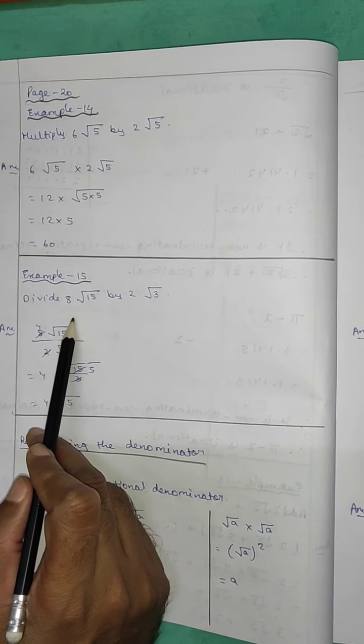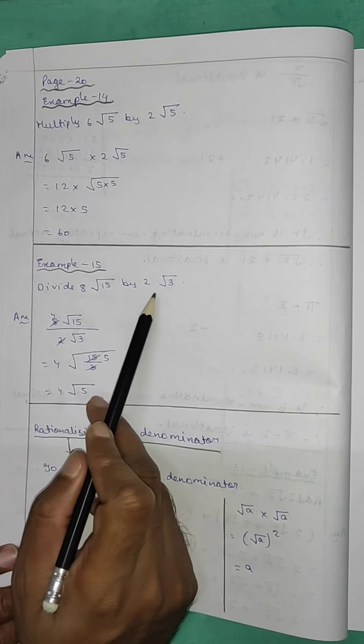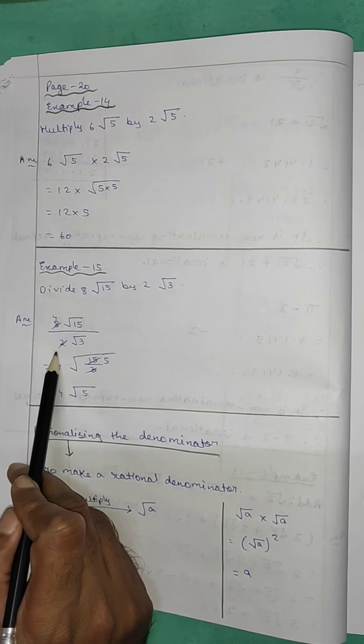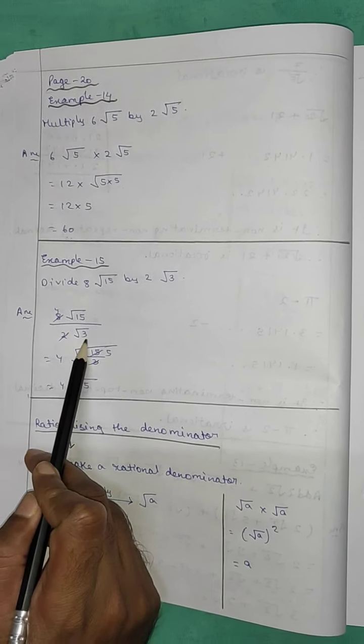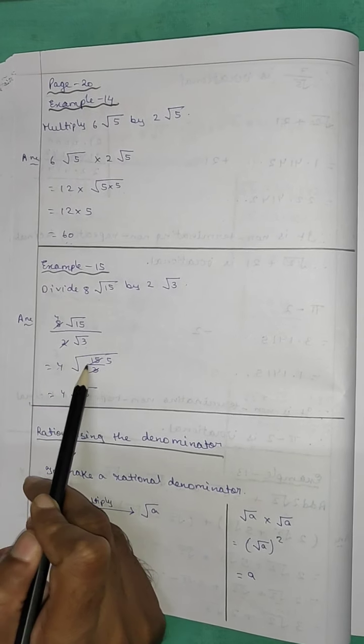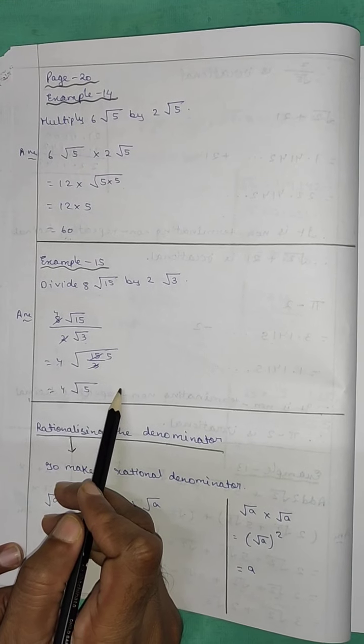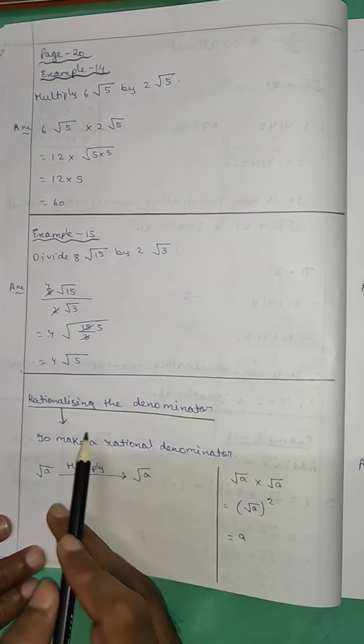For division also the rule is same. Divide 8 root 15 by 2 root 3. 8 root 15 by 2 root 3. Rational can be divided with rational. Irrational will be with irrational. 8 by 2 is 4. Under root 15 by 3, which is coming out 5. So 4 root 5.